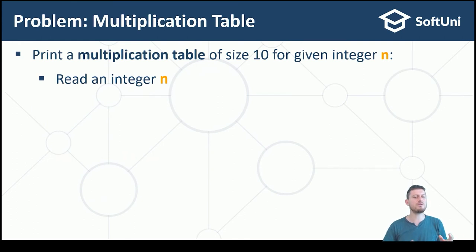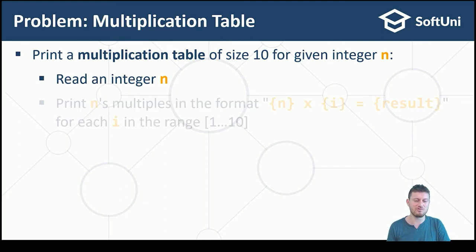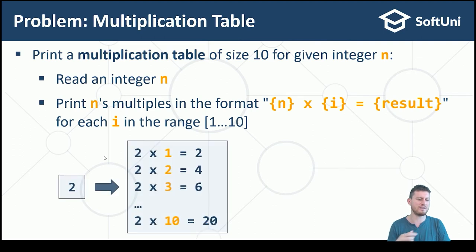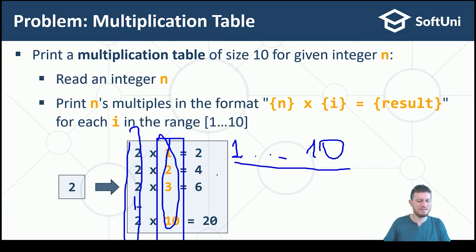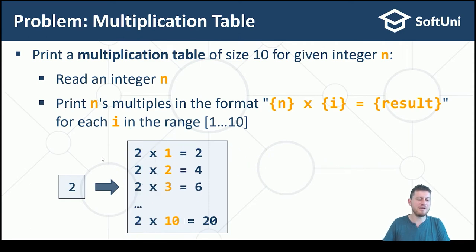The next problem is called multiplication table. It's about writing a program which prints the multiplication table, such as we use when we are at school, for a given integer n. We read n and we print something like this. For example, if we read 2, the result will be 2 multiplied by 1 is 2, 2 multiplied by 2 is 4, until 10. So we have a loop from 1 to 10, and we print n multiplied by this loop variable and the result. Very, very simple problem, even simpler than the previous one.